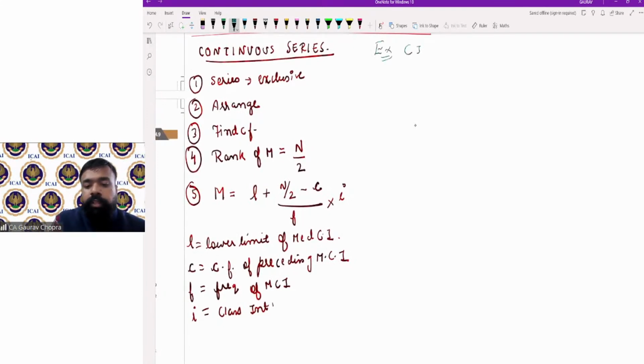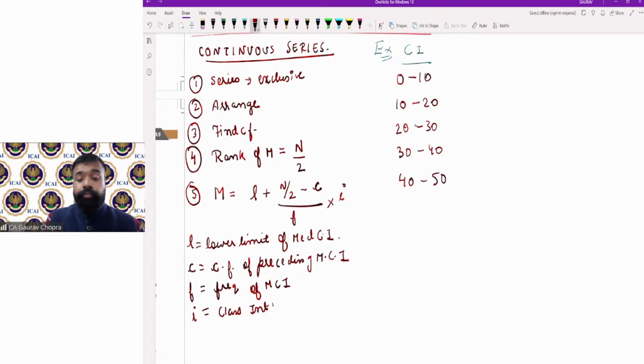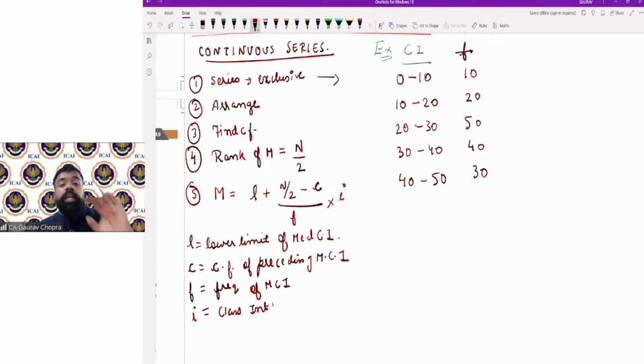Now let us take one example. Class interval is given from 0 to 10, 10 to 20, 20 to 30, 30 to 40, and then 40 to 50. Frequency is given: 10, 20, 50, 40, and then 30. Now check the first step. Series must be exclusive. Yes, it is exclusive. Second one is to arrange the series. The series is already arranged in ascending order. So this is also done.